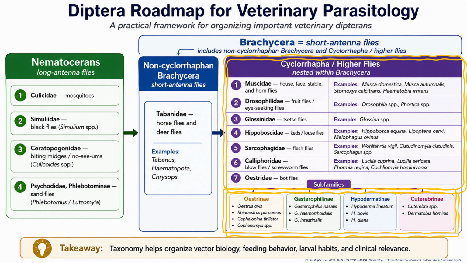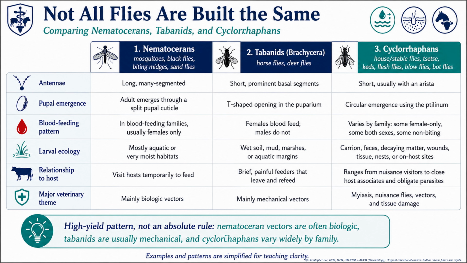This chart compares the main dipteran groups. Nematocerans often have those long, multi-segmented antennae and will develop in aquatic or very moist habitats. Tabanids have short antennae, painful bites, and often have mechanical transmission patterns. For both nematocerans and non-Cyclorrhaphans, only the female typically feeds on blood. Cyclorrhaphans boast short antennae, which are often adorned with an arista.